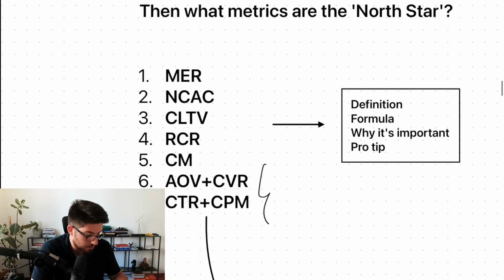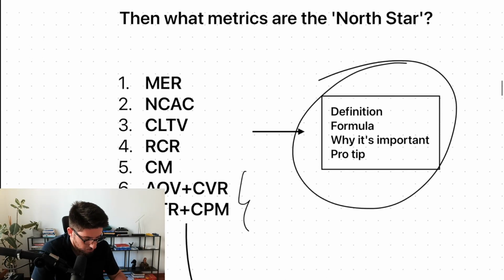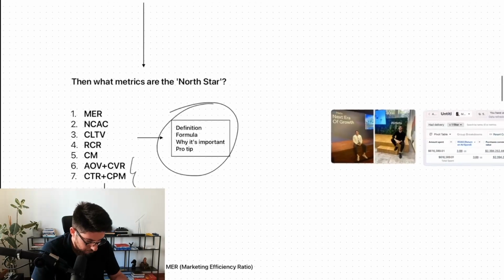What I'm gonna give you in the video, so everything is extremely tangible and you can implement it right away, is the definition, the formula, why it's important, and then a tip, something to make it more useful, something that you can do right away to implement it. Make a Google Sheet and track them every single week, I would say. Cool, let's get into it.